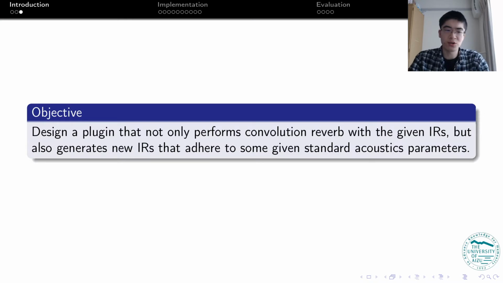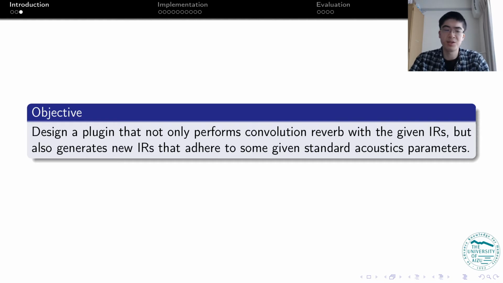So what is the goal of my research project? Technically all I'm doing in my project is to develop an audio plugin that not only performs convolution reverb in real time with the impulse responses that it's given, but also generates some new impulse responses that adhere to some given parameters. So there are two things going on here.